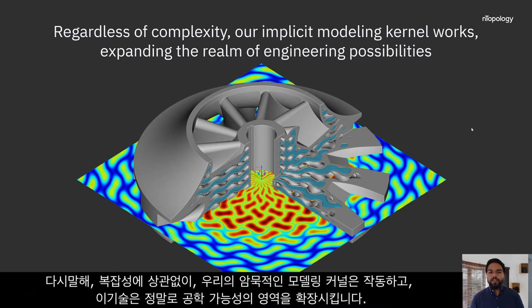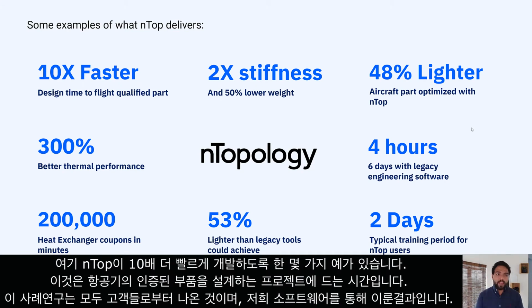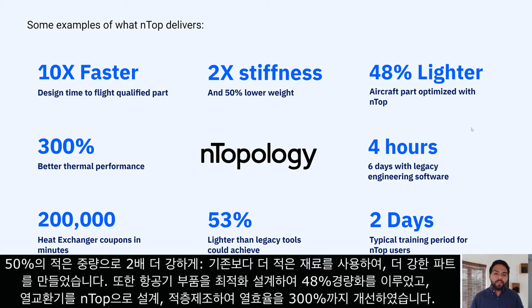And so regardless of complexity, our implicit modeling kernel just works, and it really expands the realm of engineering possibilities. So here's a few examples of what Intop has delivered 10 times faster. So this is a project, design time to a flight qualified part. And these are all from customers, from case studies, things that have happened with the software. 2x the stiffness at 50% lower weight.